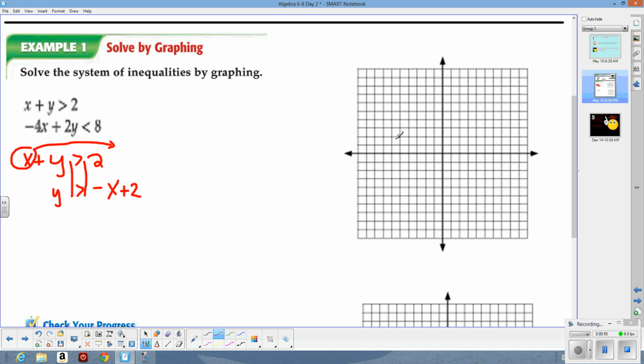The y-intercept is positive 2, so we're going to go to positive 2 on the y-axis and put a point. And then the slope is negative 1, so we're going to fall 1 and run 1. And we want to have a dashed line.